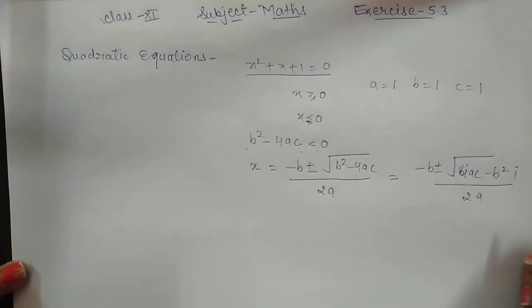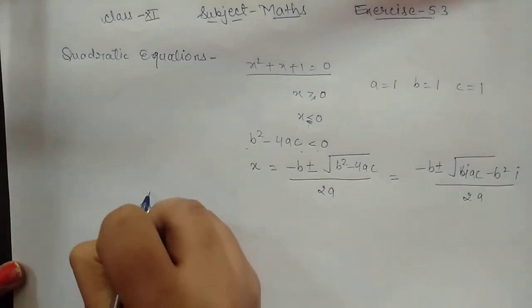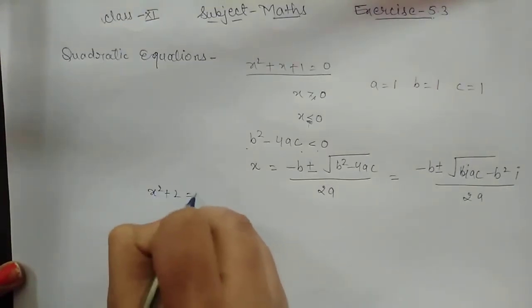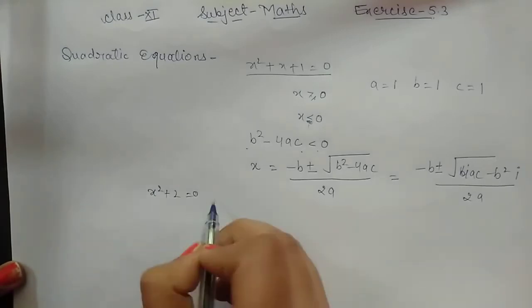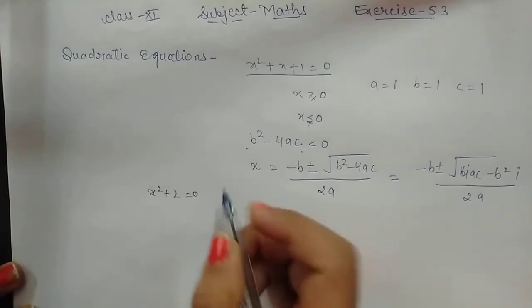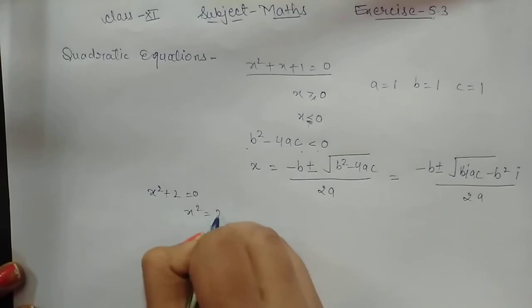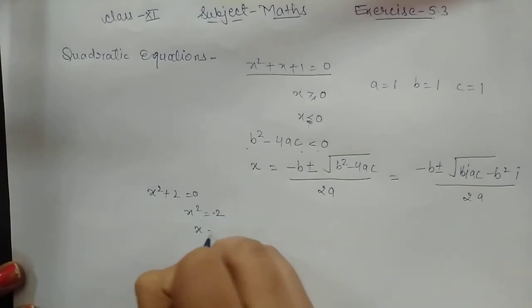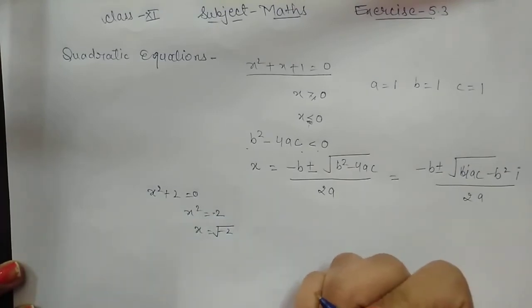Okay, for example we take an equation such as x square plus 2 equals to 0. इस टाइप की हमारे पास इक्वेशन है तो इसका हम डायरेक्टली सोल्यूशन निकाल सकते हैं. x square equals to minus 2 and x equals to plus minus root of minus 2. Okay, this will be our solution, plus minus we can put.